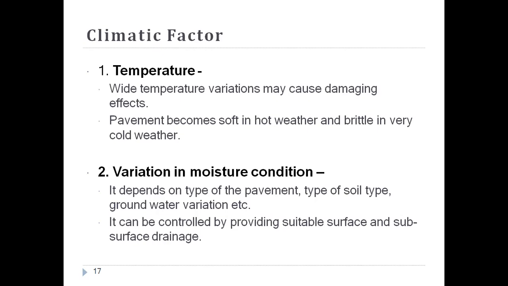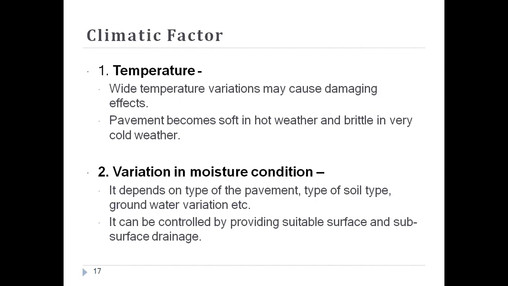The variation in moisture conditions depends on the type of pavement, the type of soil, and also groundwater variation. So there are many factors which depend on the laying of these pavements. The type of pavement we are laying, the type of subgrade soil we provide, and the groundwater variations can be taken into calculations while laying these pavement areas. So it can be controlled by providing suitable surface and subsurface drainage.